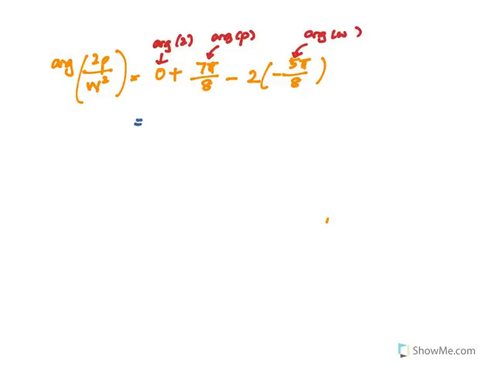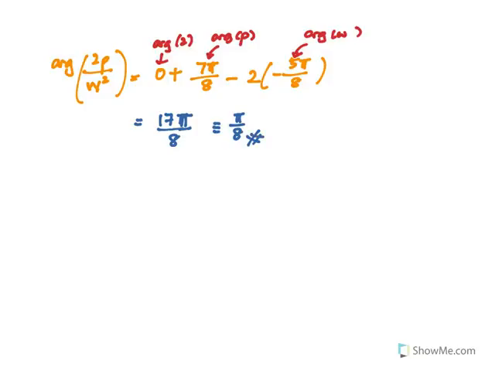And the answer turns out to be 17 pi over 8. We verify that this is not in the principal range, so we do not want it. The answer is too big, so we minus a multiple of 2 pi. Let's minus 2 pi, and the answer turns out to be pi over 8. So this is the argument of 2p over w squared.